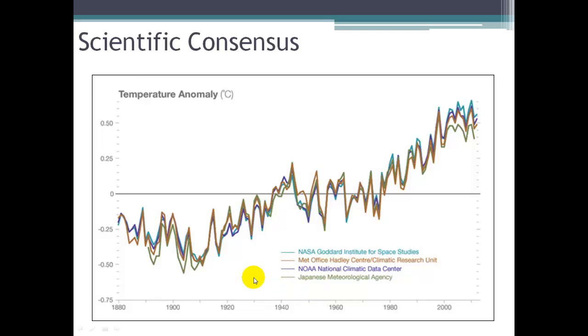The scientific consensus is out. The vast majority, 97% of the world's climate scientists, agree that yes, climate change is happening, and yes, it is caused in large part by human activity. Here is temperature data that goes back to 1880 from various organizations around the world, and they all show the same thing, that the last 20, 30 years or so have been marked by rapidly increasing temperatures.